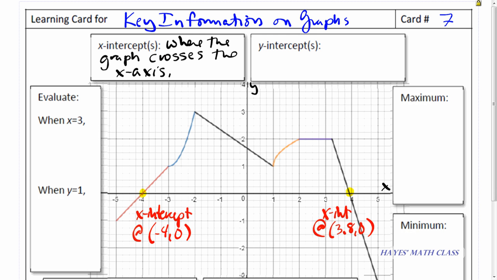And secondly, right over here then, now for your y-intercept, it's the exact same thing, except now it's going to be where the graph or curve crosses the y-axis.